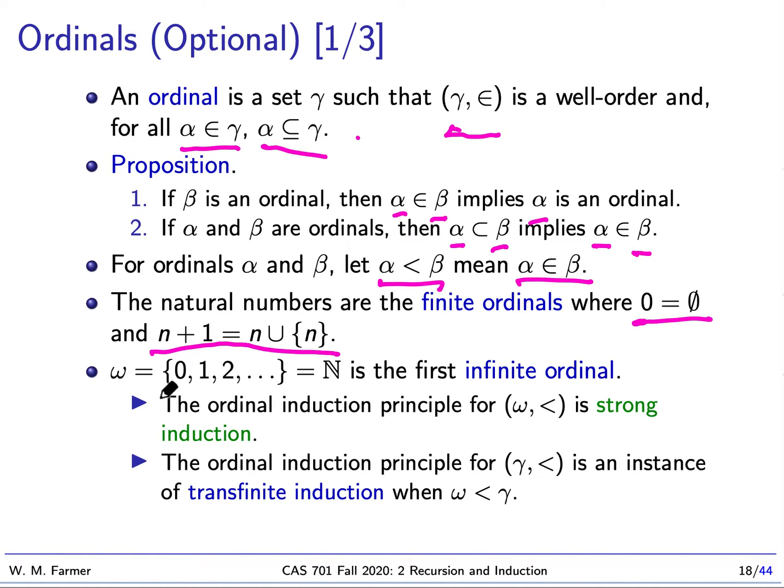And then if we look at the set of all these ordinals that represent natural numbers, this is omega. This is the first infinite ordinal. And the ordinal induction principle for omega with less than is strong induction. So strong induction is the induction we just talked about for the natural numbers. And if we look at the ordinal induction principle for gamma with less than, where gamma is something bigger than omega, that is what people often call transfinite induction.